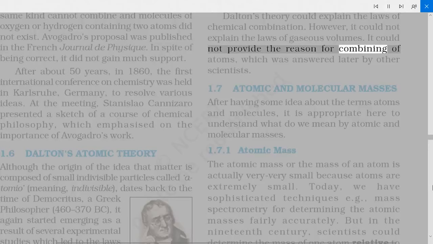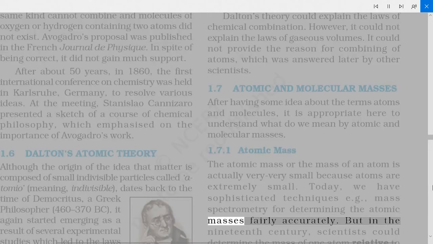1.7 Atomic and molecular masses. After having some idea about the terms atoms and molecules, it is appropriate here to understand what we mean by atomic and molecular masses. 1.7.1 Atomic mass. The atomic mass or the mass of an atom is actually very, very small because atoms are extremely small. Today, we have sophisticated techniques, e.g., mass spectrometry, for determining the atomic masses fairly accurately.